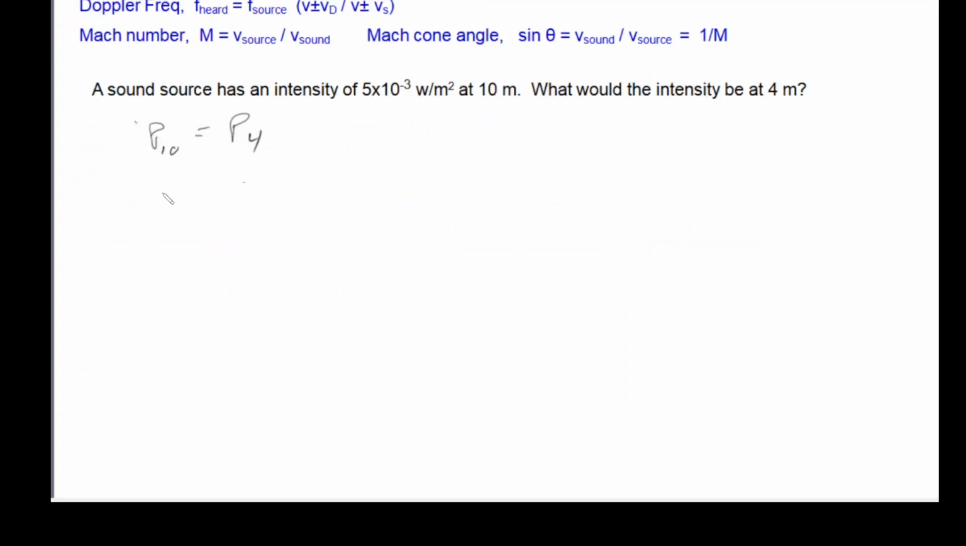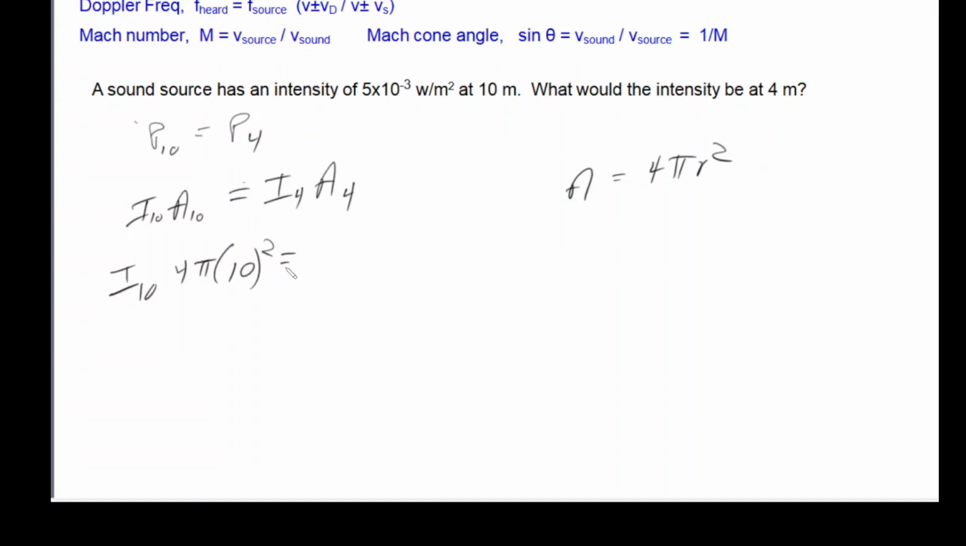So our power at 10 meters would be intensity at 10 meters times the area at 10 meters. That's equal to the intensity at 4 meters times the area at 4 meters. And the area of a sphere is equal to 4 pi r squared. So this becomes intensity at 10 meters times 4 pi times 10 squared, is equal to intensity at 4 meters times 4 pi times 4 squared.